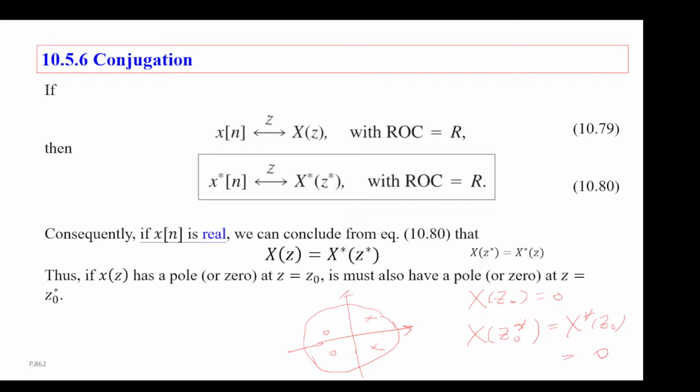Okay. And similarly, if it's a pole, meaning it's infinity, then the complex conjugation of infinity is also infinity. And so we see that if at z0 it is infinity, then at z0 star it is also infinity. Okay, so this was the same derivation as we had in Laplace transform.